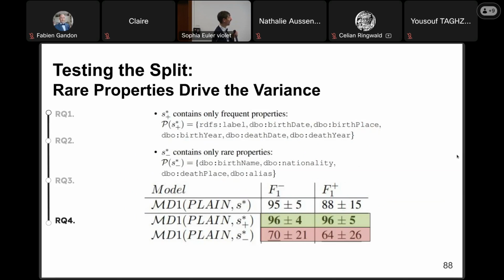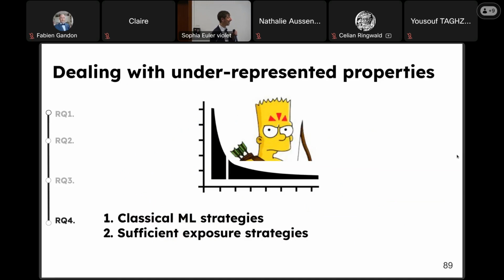Here, the results are also pretty impressive. As we can see, the rare properties completely drive the variance. So the problem is coming from the underrepresented properties. So how can we solve that? 2 strategies were undertaken. We first proposed to follow classical machine learning strategies to tackle this issue, and we also propose another set of strategies related to sufficient exposure, which I will define later.